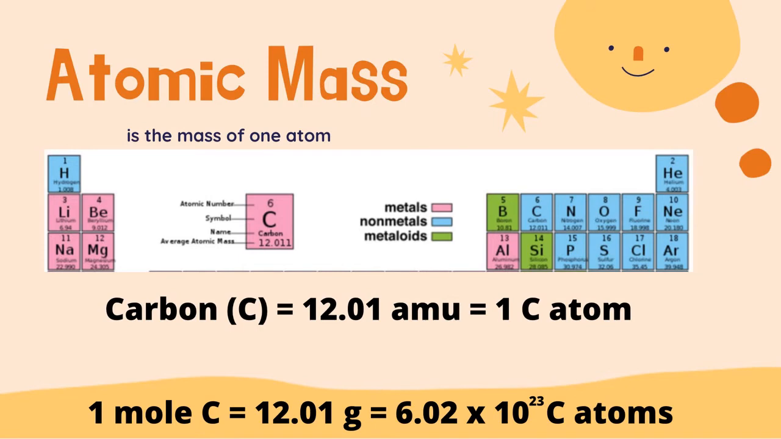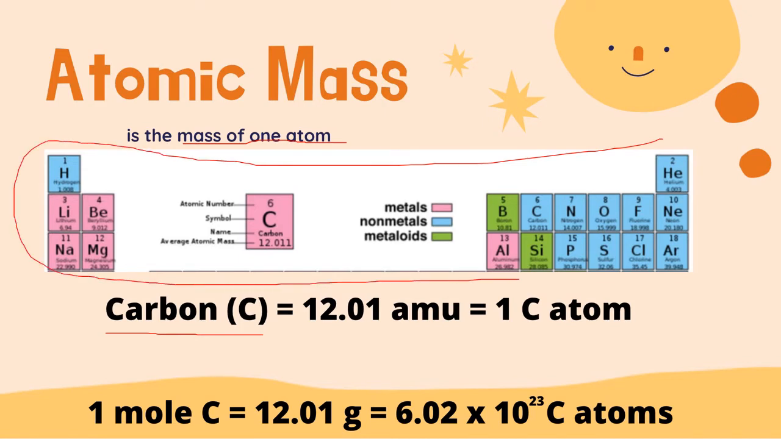Atomic mass is the mass of 1 atom only. Now in the example, we have here carbon atom. We're going to need the help of the periodic table, because in the periodic table you will find the mass of the atom, which is labeled as atomic mass or average atomic mass. For carbon, it's 12.011, or I just have to round it off to 2 decimal places, that is 12.01. And the unit is AMU, or atomic mass unit, and that is the mass of 1 carbon atom only.